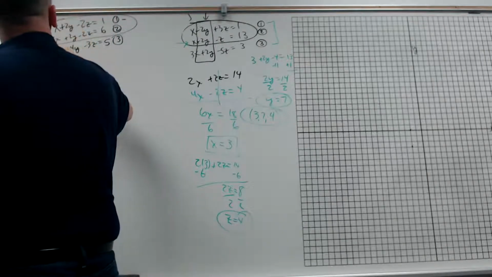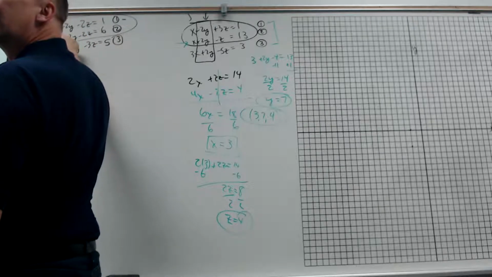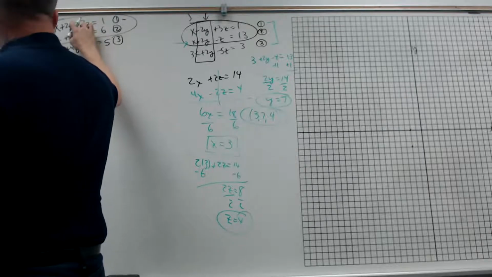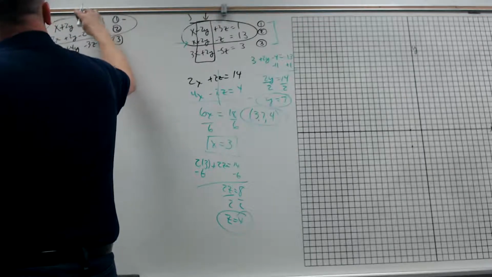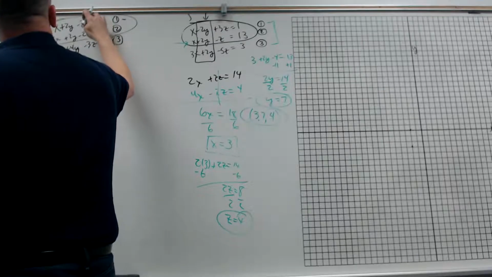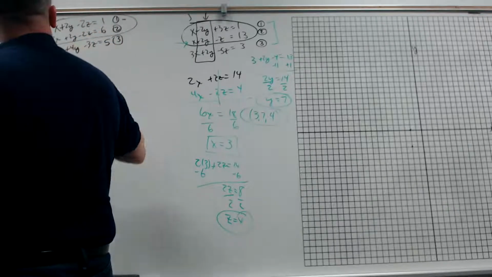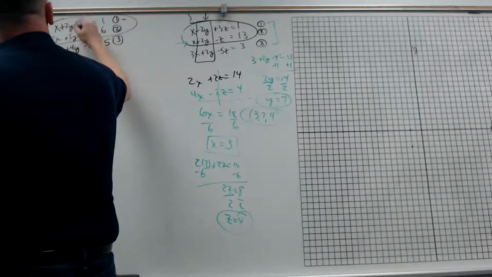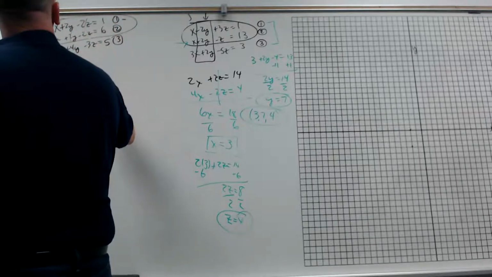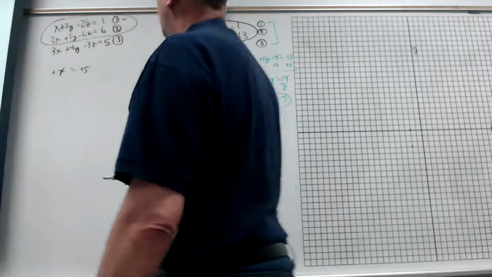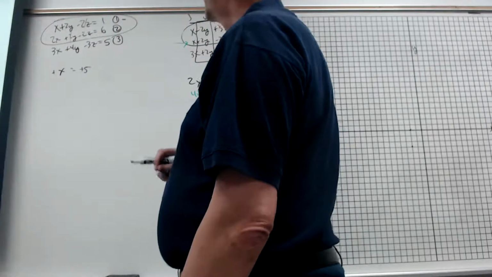So x minus 2x, negative x. 2y minus 2y, 0. Negative 2z minus negative 2z, so that's a 0. Oh wait, no. So these two eliminate each other, right? If we subtract them. 1 minus 6 equals negative 5. So we multiply by negative 1, now we got positive 5. Okay? Well, that worked out surprisingly well.